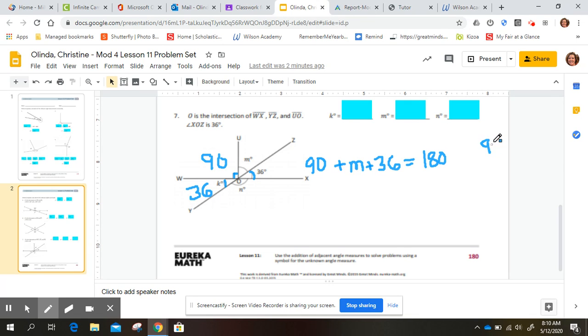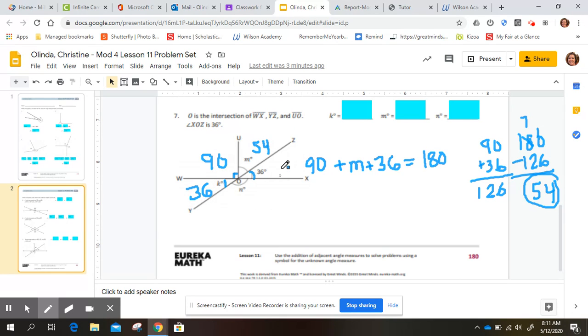So 90 plus 36 equals 126. And I know when I add these together, I need 180. So I'll have to subtract 126 from 180. Can't do that. 7 take away 2 is 5. So I know that M has to be 54 degrees because I just solved for M right here. All right, and so now I know 90, 54, 36, and I know that this is 36.